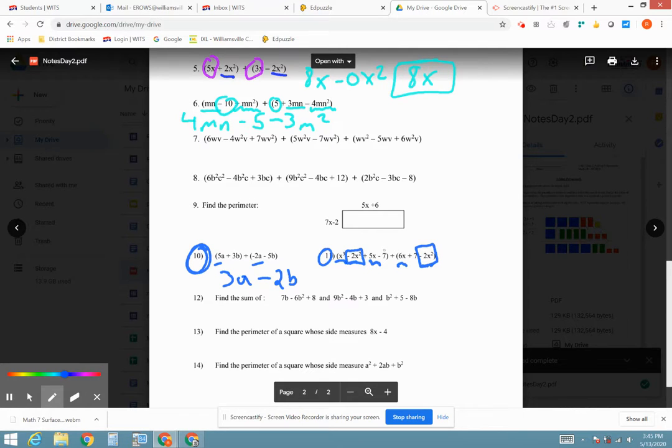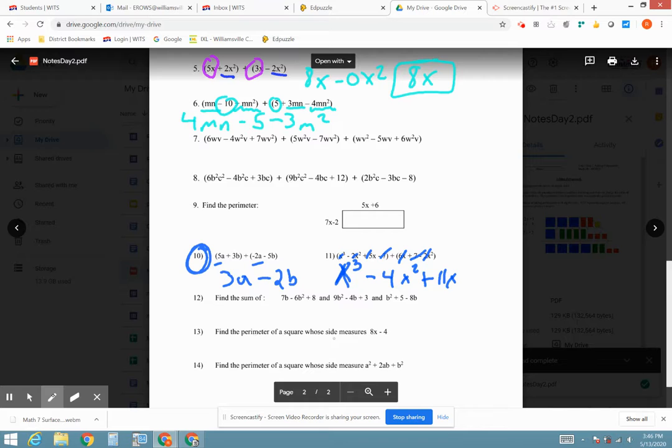If the shapes help you, you can use them. If they don't help you, don't use them. So I use this, I use this, I use this, use that, and then negative 7 and 7 cancels out. So I could write plus 0, or I'm just going to leave it off. So check your work.